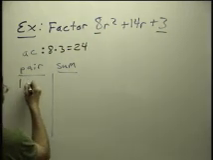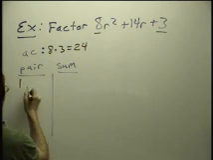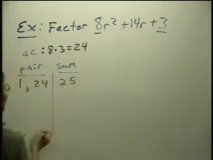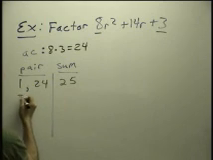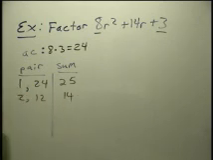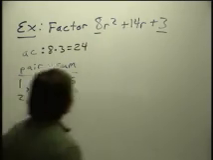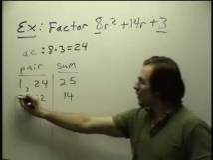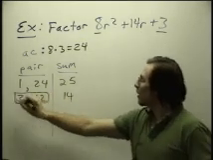Okay, so 1 and 24. The sum is 25, not 14. So we'll go to the next one. 2 and 12. There it is. And if it hadn't been, we could have continued on to 3 and 4 and so on until we got the one that worked out correctly. So, this is the correct pair.